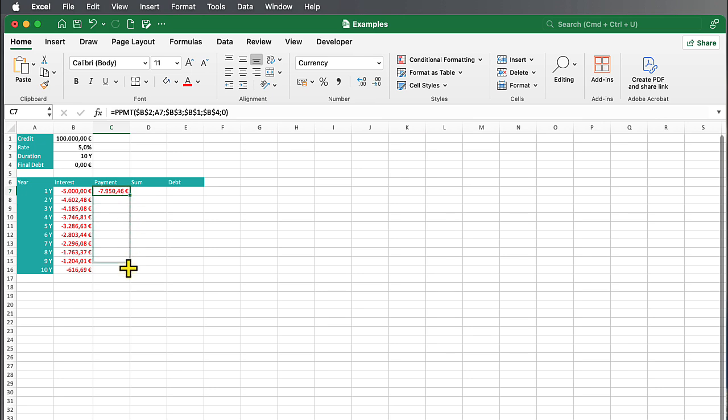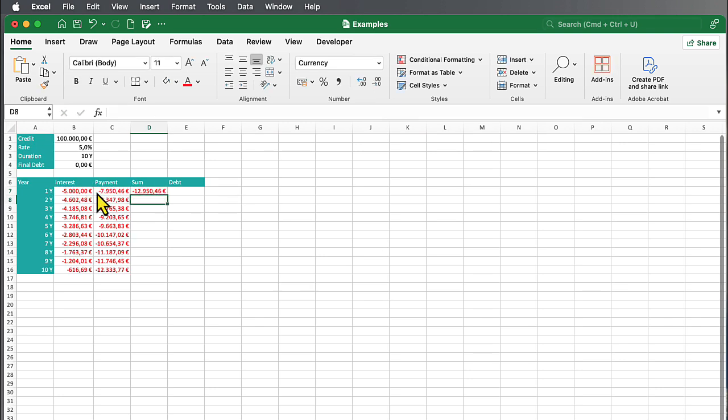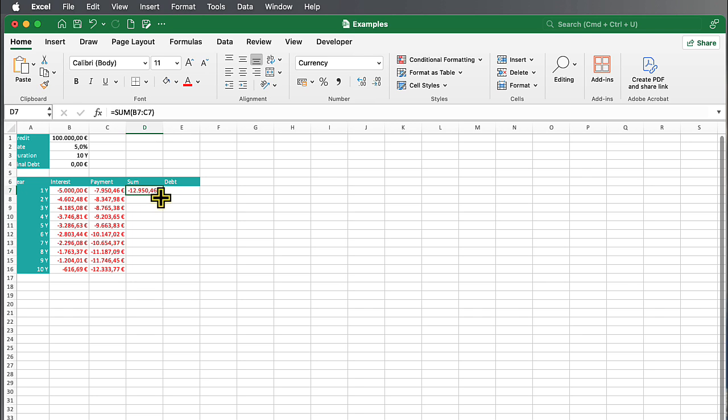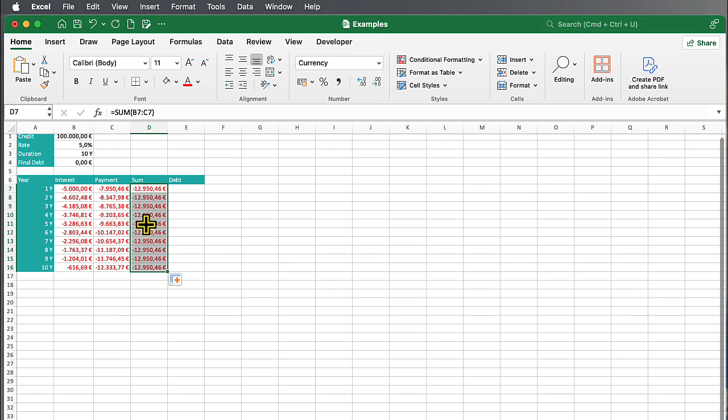But if I autofill down, you see the number of the payment is going up as the interest is going down. And if you add both, if you take the sum of both, you see our monthly installment. And if I calculate it for all these different installments, you see it's constant. However, the level of interest and level of payment change over time.